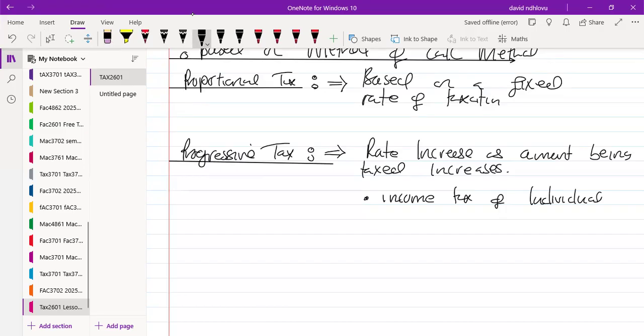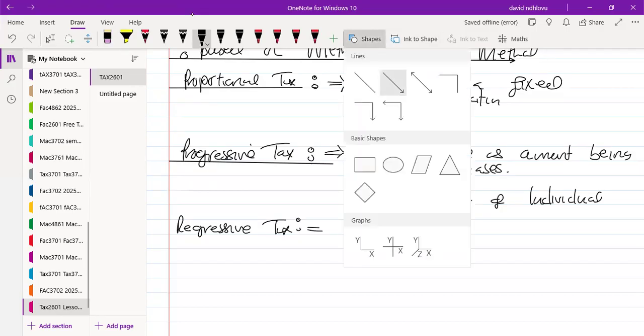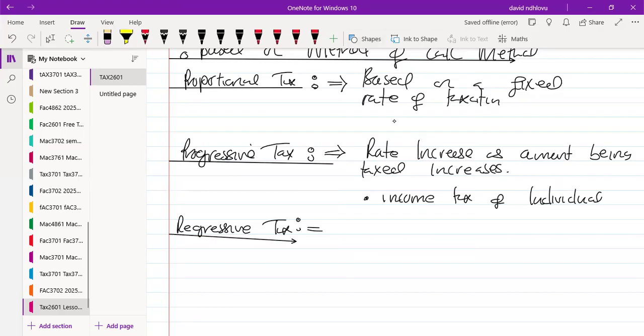Then we have what we call regressive tax. This is the opposite of progressive. So under this one, we are saying the rate decreases as income increases. The rate decreases as the amount being taxed increases.